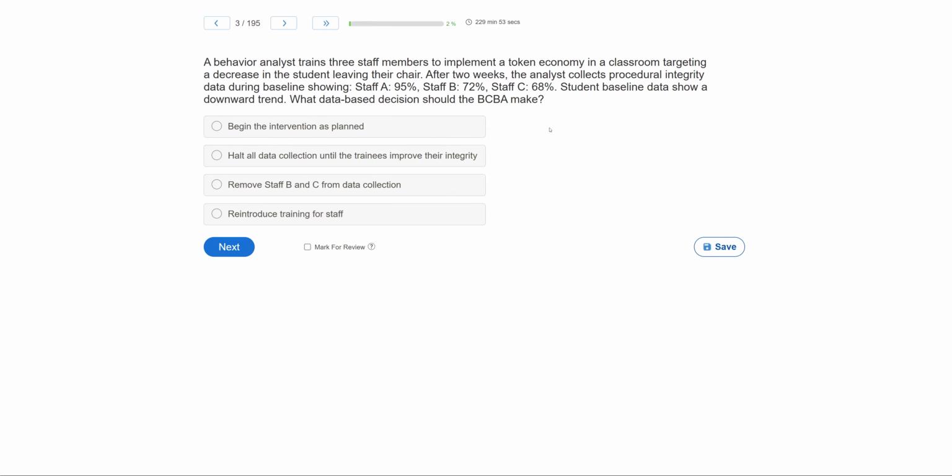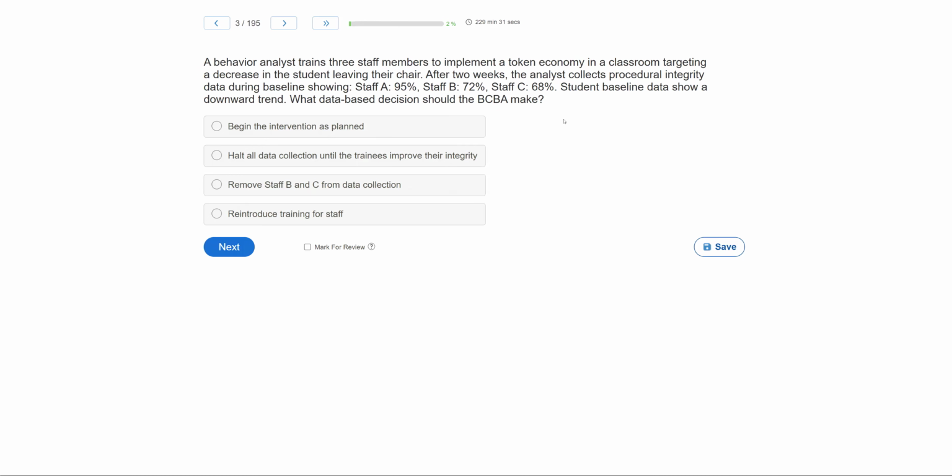A behavior analyst trains 3 staff members to implement a token economy in a classroom targeting a decrease in the student leaving their chair. After 2 weeks, the analyst collects procedural integrity data during baseline showing staff A at 95%, staff B at 72%, staff C at 68%. Student baseline data show a downward trend. What data-based decision should the BCBA make?